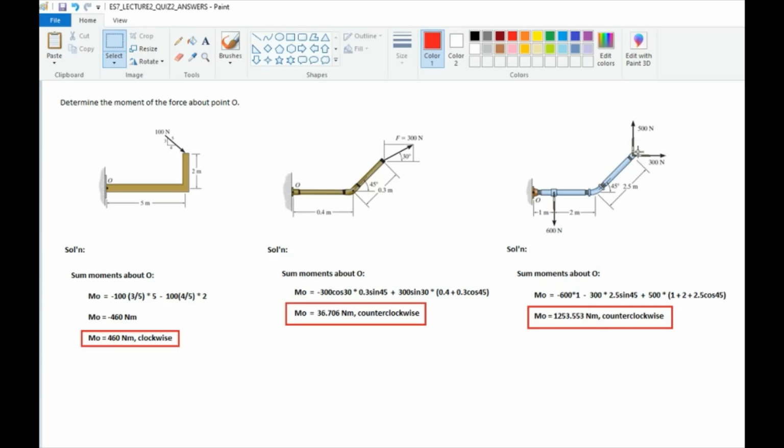For the last force, we have the 500 Newton upward force. Now, the moment arm is 1 plus 2 plus this distance here, and that is 2.5 cosine 45. So, evaluating the expression, we get M sub O equal to 1,253.553 Newton meters counterclockwise. So, this is the final answer. Right? So, that's all. Thank you.